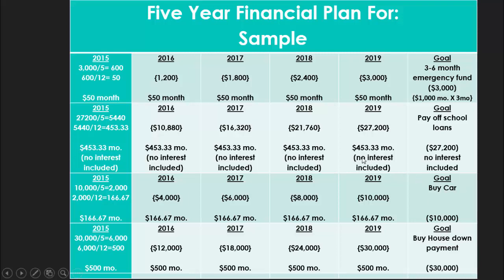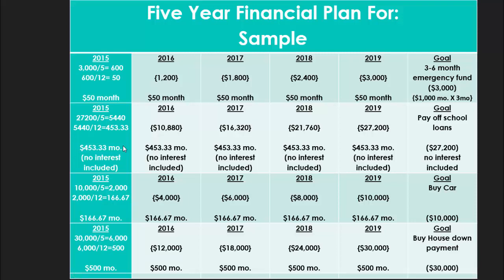So we know that we need to get $453.33 saved up each month, right? And if we do that for a whole year, that's going to give us $5,440, okay? And if we keep on doing that each year, it'll bring us closer and closer and closer until we finally reach $27,200 to pay off our student loan. So that's basically how this process works.